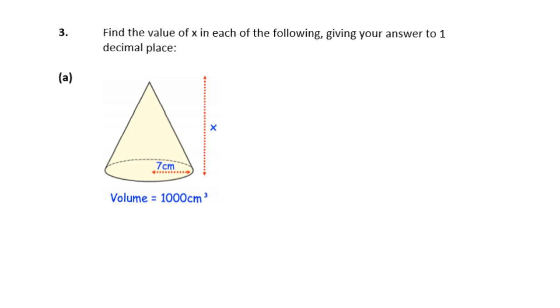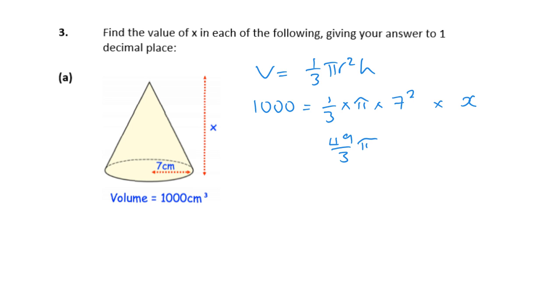Example 3 then, a wee bit more complicated. This time it gives you the volume and you're asked to find x. So again, write our formula, 1/3 pi r squared h. So our volume here is 1000 equals 1/3 times pi times our radius is 7, so 7 squared, and our height this time is x. So 1/3 times pi times 7 squared would give us 49/3 pi. So we've got 1000 equals 49/3 pi times x.